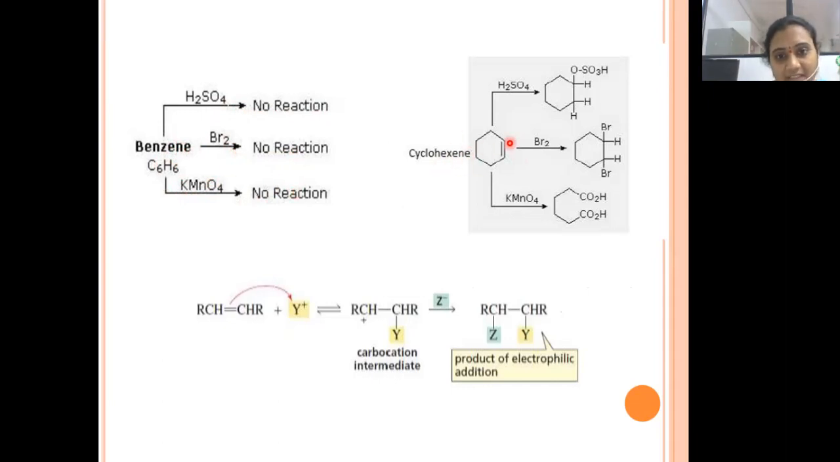So here you see alkenes, cyclic alkenes. These are cyclic alkenes, so they will undergo addition reactions, because these are not aromatic compounds. See, with acid, OCH3 and OSO3H go and add. With bromine, two bromine atoms go and add to the cyclohexene ring. With potassium permanganate, it undergoes an oxidation reaction: it cleaves the ring and adds carboxylic acid groups. Oxidation.